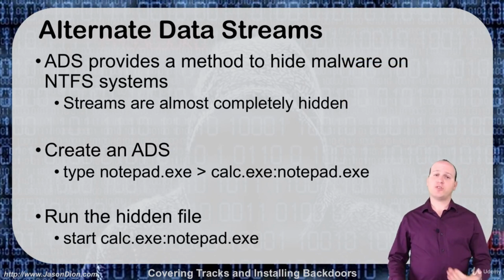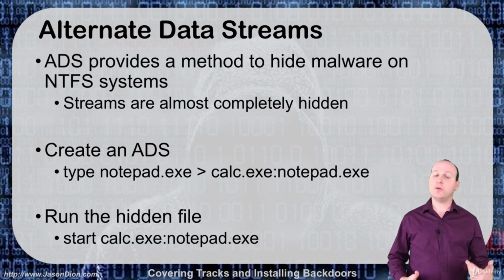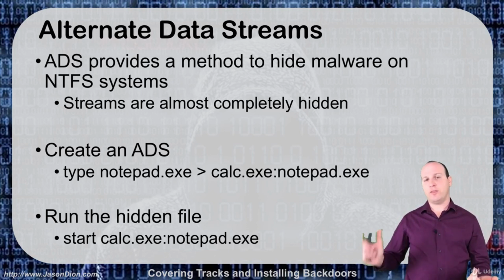Alternate data streams. So alternate data streams provide a method to hide malware on an NTFS file system. So these streams are almost completely hidden. The file size won't really increase that much, and you'll be able to hide files inside other files. And the way you do this is you're going to type the file you want to hide, a right caret, the file you want to hide it in, colon, and the file you were hiding.